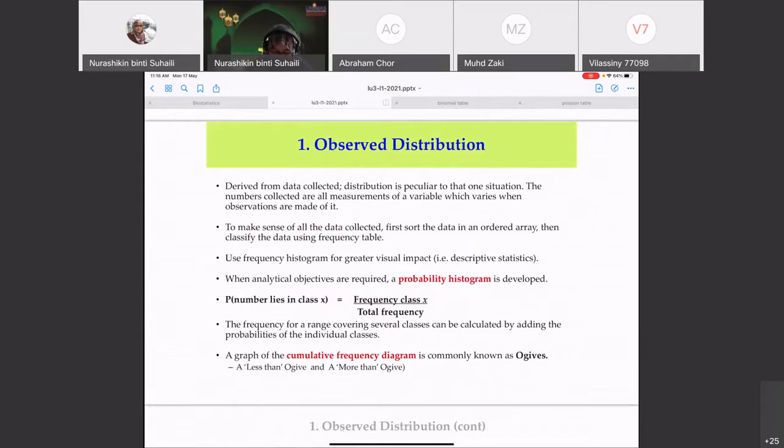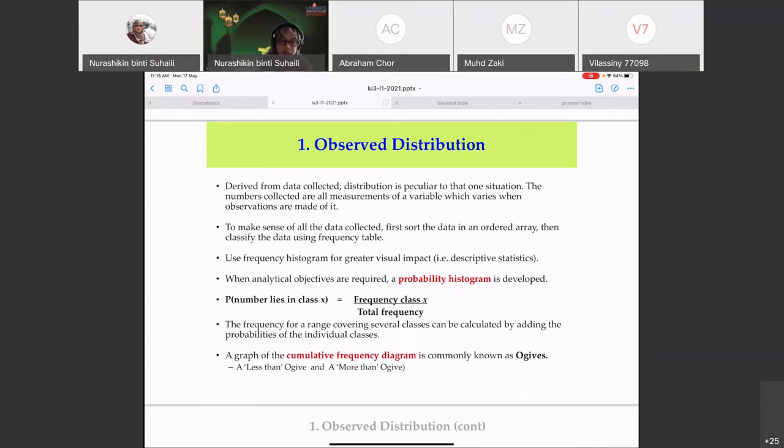So first let's have a look at observed distribution. As I said just now, observed distribution is a distribution that we observe. We just observe and we don't do any standardization. We don't refer to any table. Observed distribution is anything that we just observe, derived from the data collected. The distribution is peculiar to that one situation, unique. If you have one situation, it will give you that sort of data.